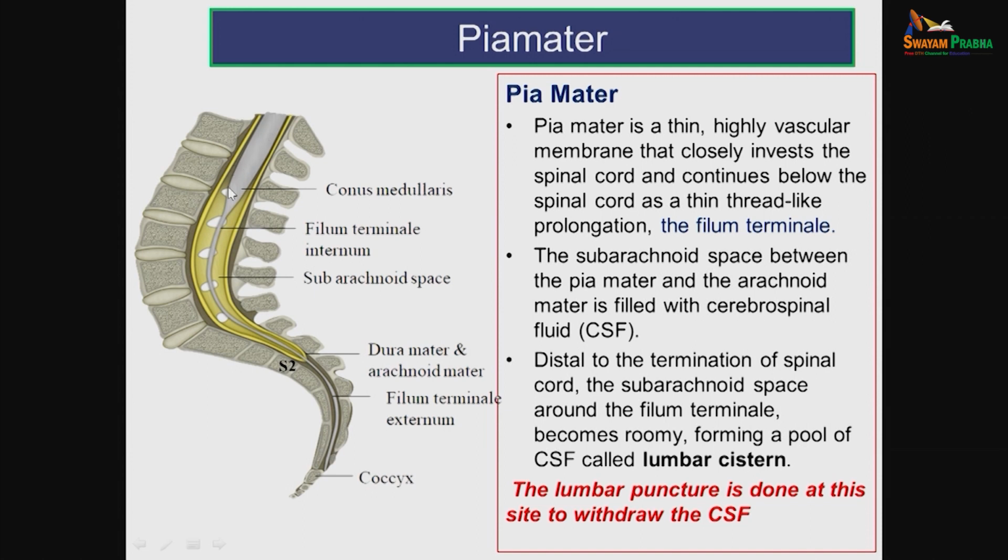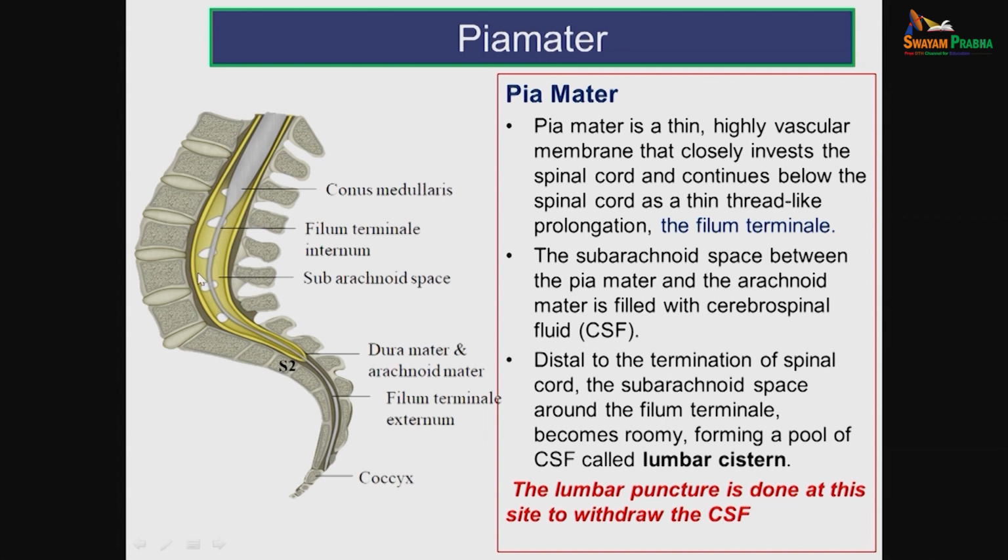Next is the pia mater. As I already told you, pia mater closely invests the cord and is very thin. It is a highly vascular membrane which is covering the cord. Below the termination of the cord, we called it the conical structure, the conus medullaris. From the apex of the conus medullaris, this pia mater, as you can see from the picture, is going to extend as a thin filamentous structure called the filum terminale.